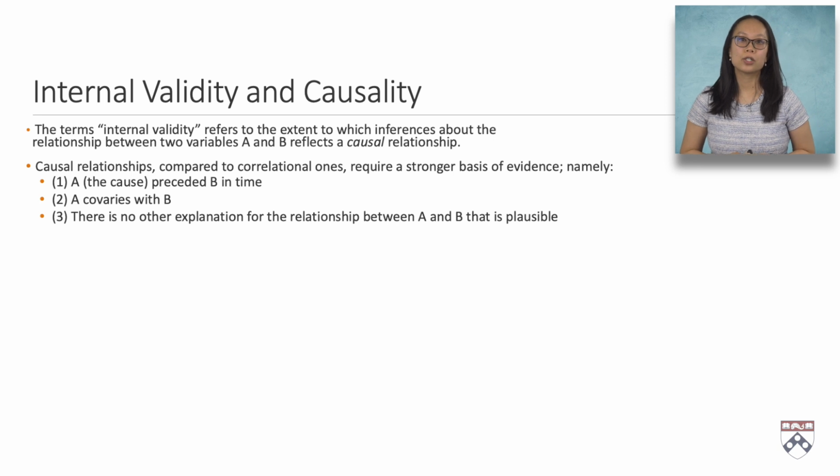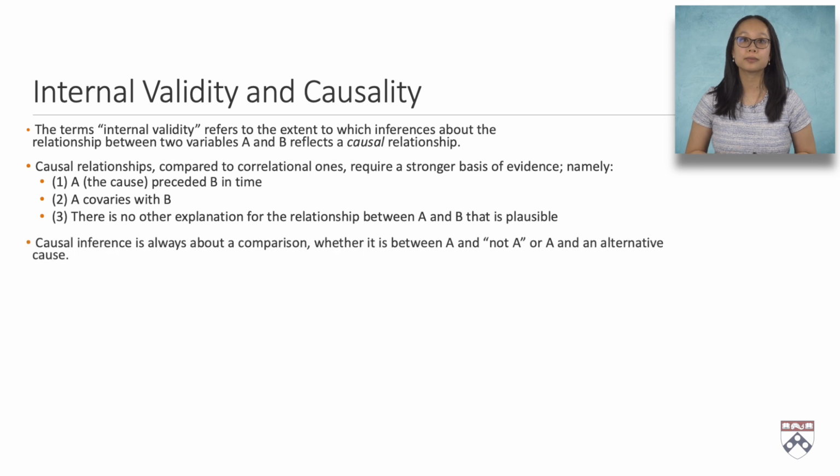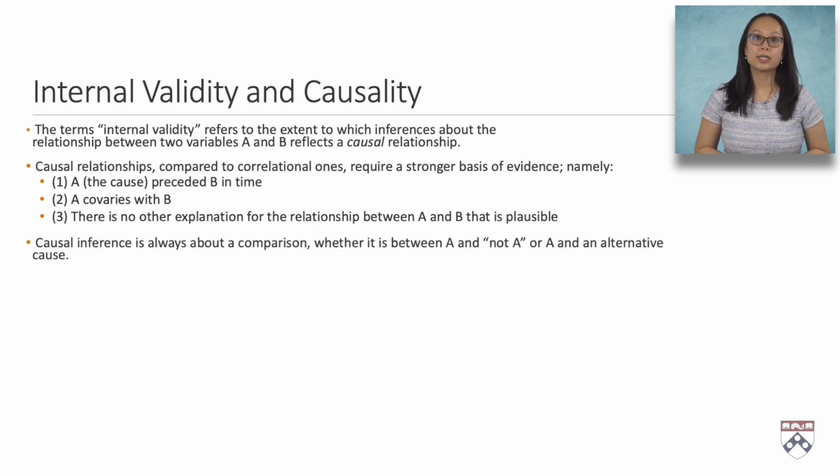And causal relationships, unlike correlational relationships, typically require a stronger basis of evidence. Namely, one, that the cause, let's say it's A, preceded B in time. Two, A co-varies with B, so it's changing with B. And three, and more importantly, there is no other plausible explanation for the relationship between A and B. Causal inference is always about a comparison, whether it is between A and not A, or A and an alternative cause.